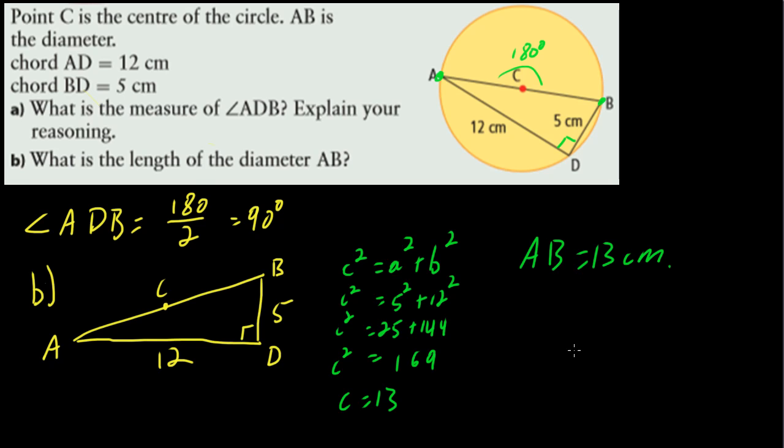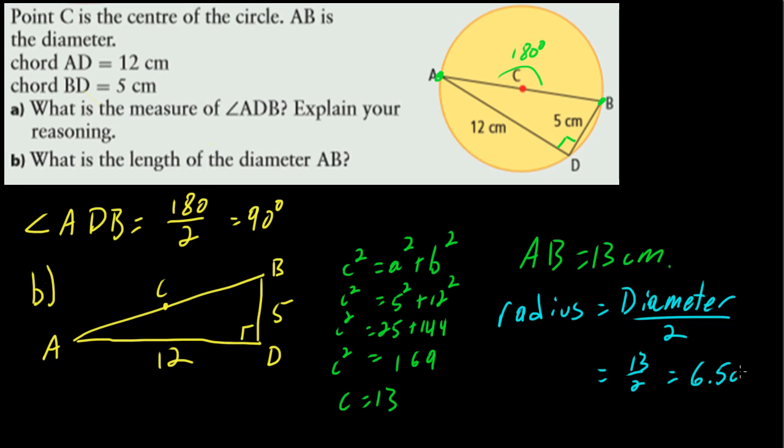Just as a quick aside, let's say that I asked for a radius instead. The radius is our diameter divided by 2. So if I wanted to figure out what the radius is, we can just say 13 divided by 2, and of course, that would be 6.5 centimeters. So, a pretty easy follow-up calculation for that one.